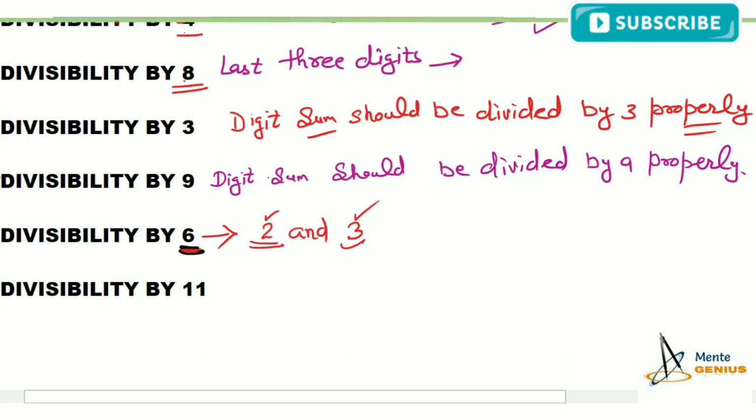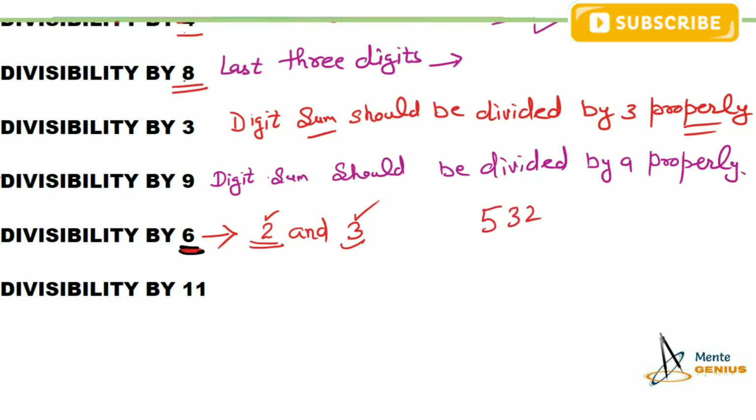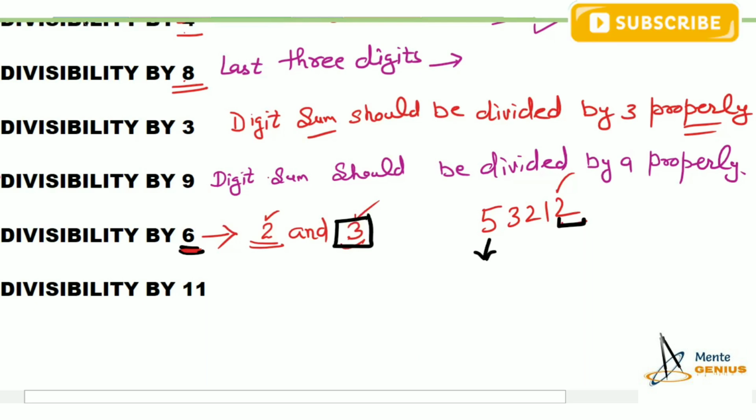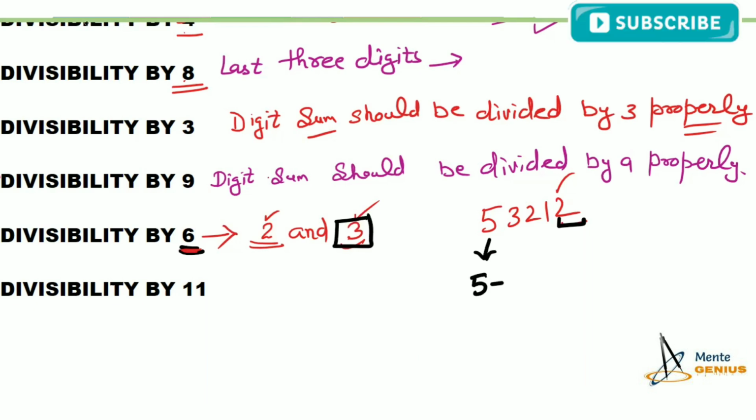So let us take any number, 53212. Can we check whether this number is divisible by 6? Okay, 2, yes, it will be divisible by 2 because it is an even number. We have checked the unit place. Now for checking the divisibility by 3, we will check the digit sum as we have learned earlier. 5 plus 3 plus 2 plus 1 plus 2.